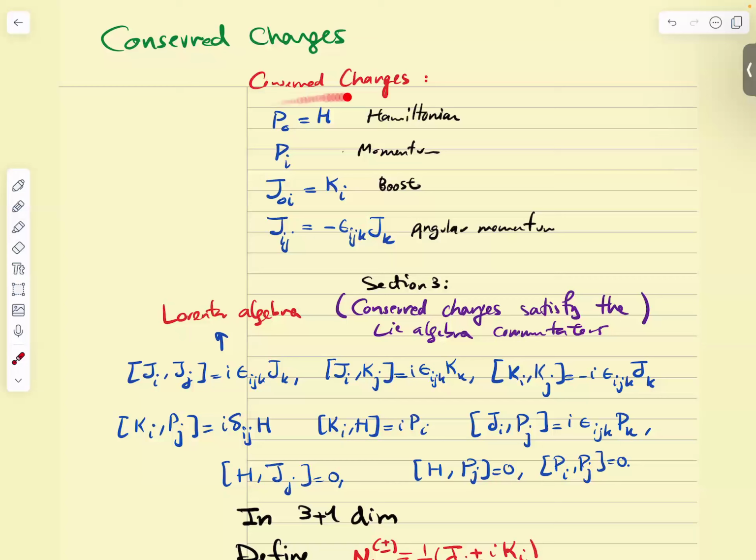So let's look at the conserved charges. This is for you to do as a homework problem, but the conserved charges are: P0 is the Hamiltonian, Pi is momentum, J0i is the boost, Ki, and Jij you could write this way. These are the angular momentum. Usually people write them as L's: Lx, Ly, Lz.